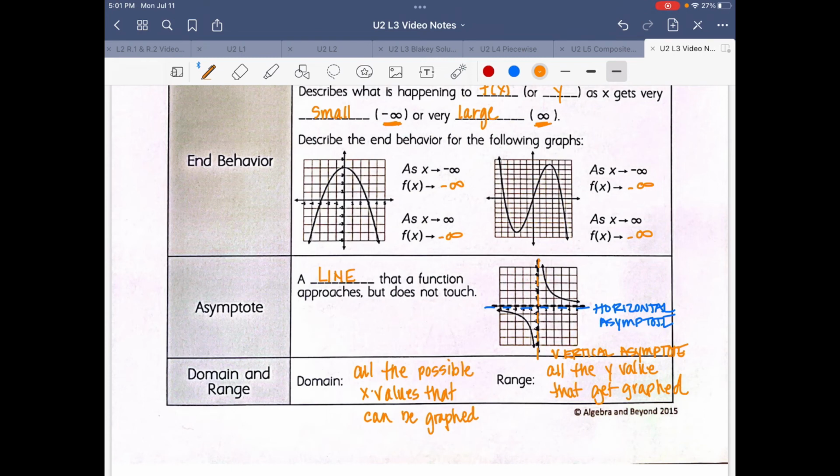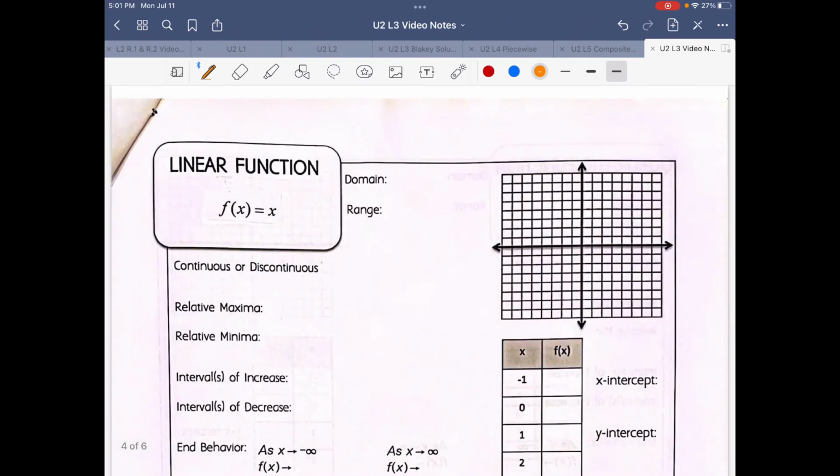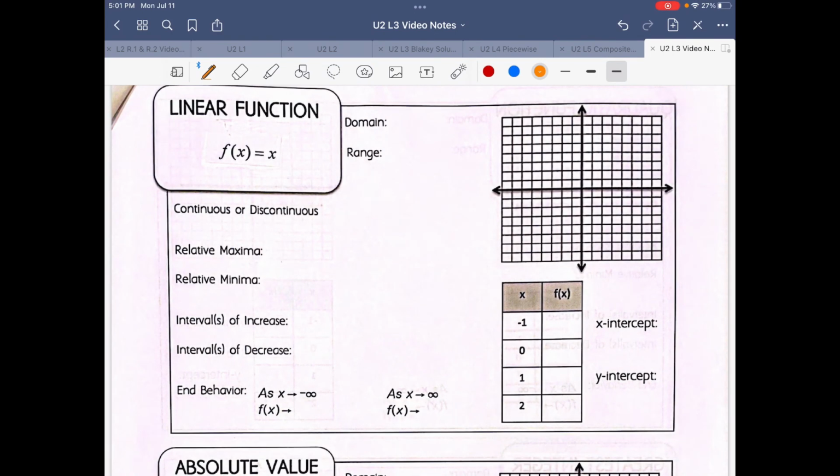You are going to use these notes to help you. Your homework is going to be: you have 6 functions. You are going to fill out this for each one of the functions. What you are going to do, you're going to take this function right here, f of x equals x, and you are going to fill out this chart right here. So you're going to substitute, for example, negative 1 for x and find y. So you're going to find f of negative 1, which ends up just being negative 1.